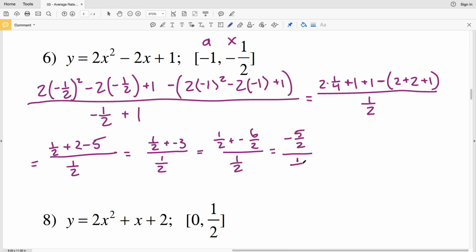And I'm dividing all that by 1/2, which I'll write as negative 5/2 times 2 over 1, because dividing by a half is the same as multiplying by 2. And you can see that my 2's will cancel out, because the 2 in the numerator will cancel out with the 2 in the denominator to leave me with negative 5 over 1, which is negative 5. So negative 5 is the slope of my secant line in number 6.